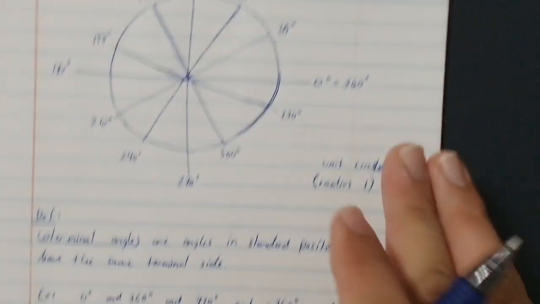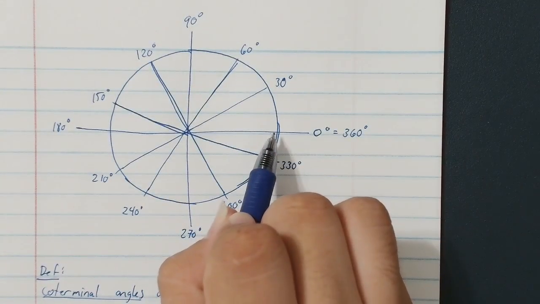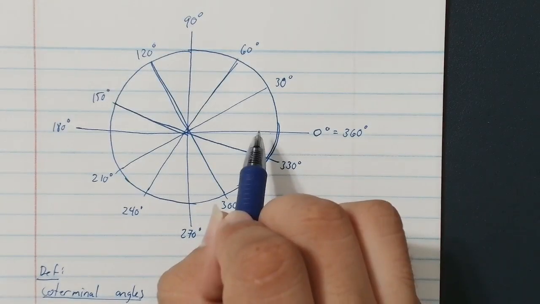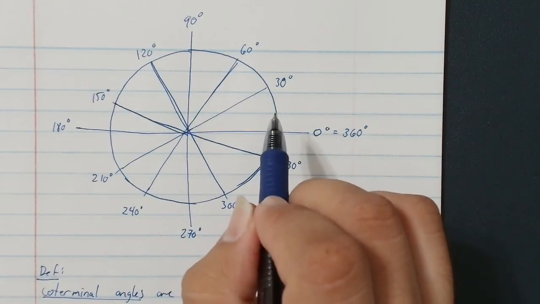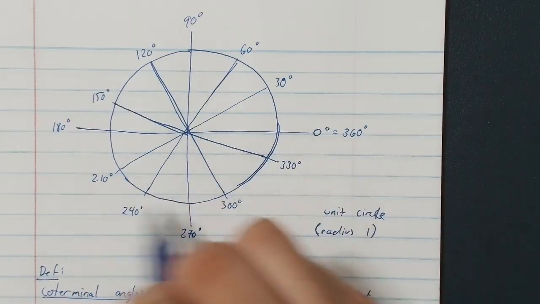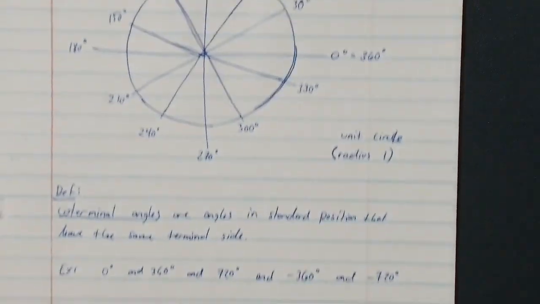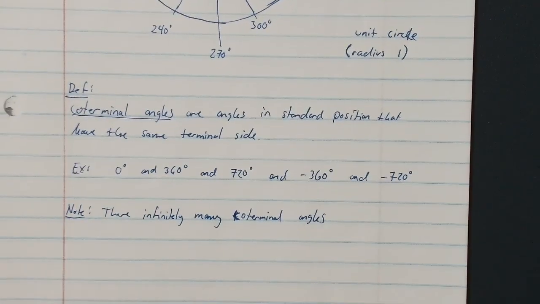But they're predictable because in order to get back to where I started, I either have to add 360 once or twice or thrice and so forth, or I have to subtract 360 once or twice or thrice and so forth. So even though there's infinitely many coterminal angles, they're predictable.